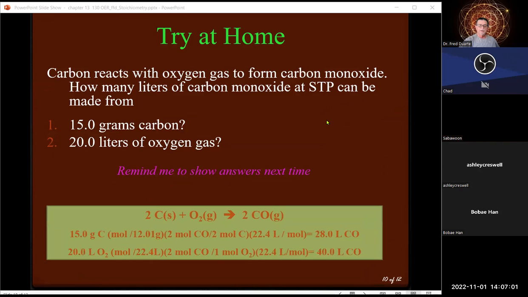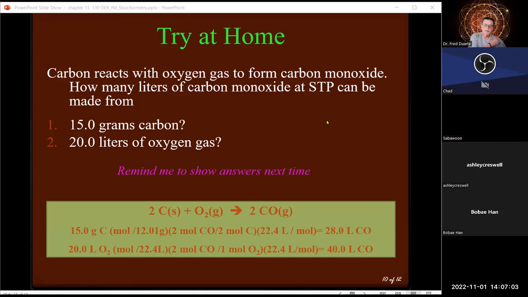And you should come up with 28.0 liters of carbon monoxide. I guess you got the answer to the other one too, but for the other one you end up with 40 liters of carbon monoxide. All right.